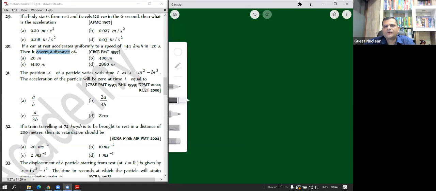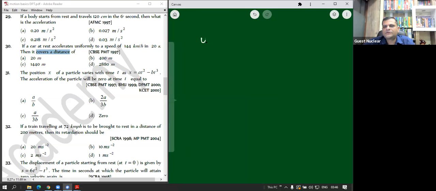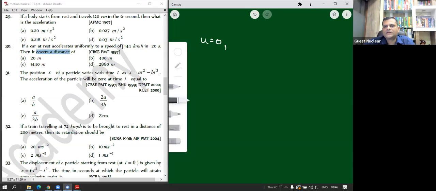देखो, accelerates uniformly, car at rest मतलब u is going to be 0, right? Uniformly to the speed of 144 km per hour, मतलब v is actually given to be 144 km per hour. No doubt we have to convert this into meter per second, and one more thing given here is the 20 seconds. That means time t is equal to 20 seconds. Which kinematical equation should be used here?